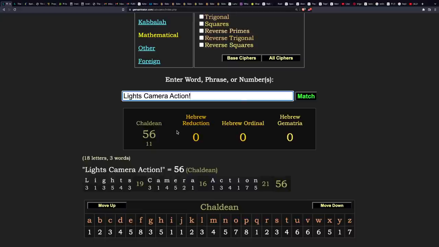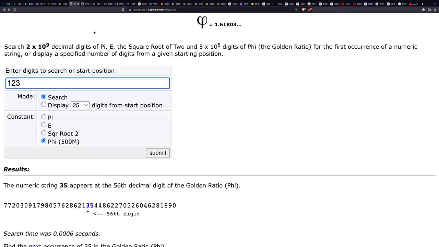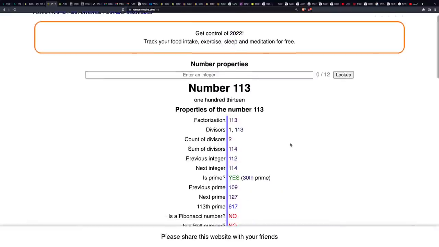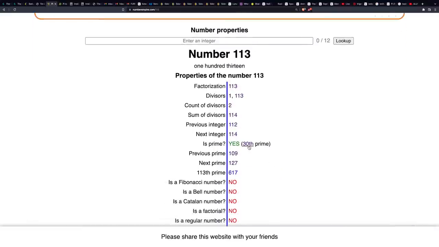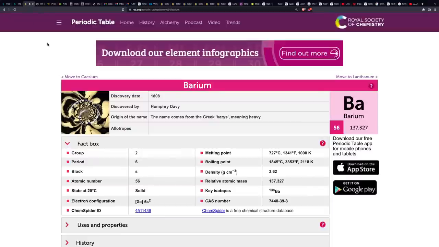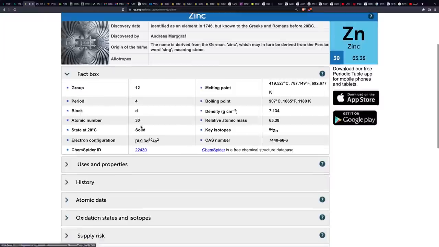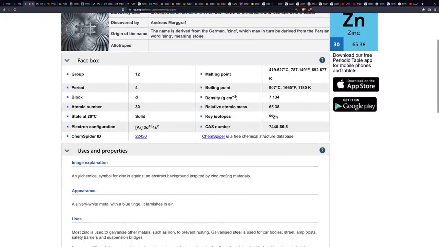We started with the 35, brought it into the string of the golden ratio, which occupies 56 and 57, adding up to 113. We put that 113 into numberempire.com. It not only gives us the 30th prime number, which is tied to the rabbit, it's also tied to zinc. And the clue with zinc is, when you look at the element itself and go down to the uses and properties, look at what it says: the background image is inspired by roofing materials.